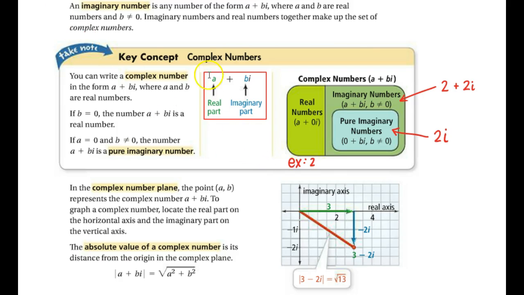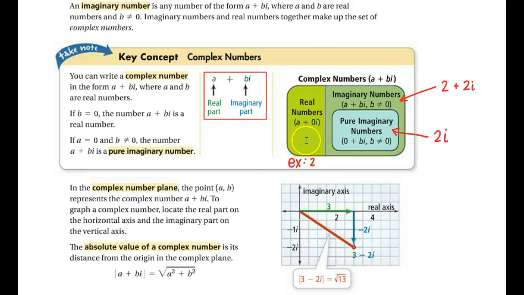Right here in the middle we have a plus bi. The a is the real part and the b is the imaginary part, and together they form a complex number. So here's an example: 2. The number 2 is a real number because essentially we have 2 plus 0i, and the 0 cancels out the i.